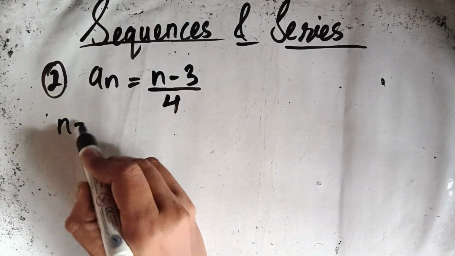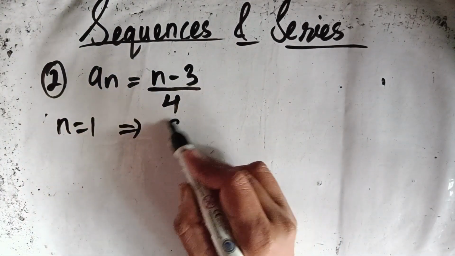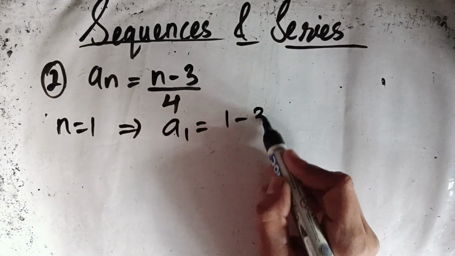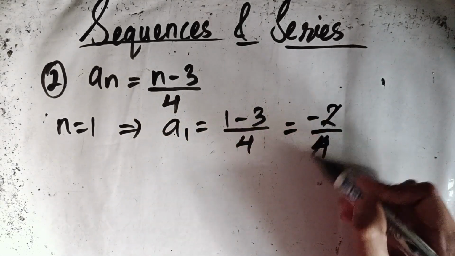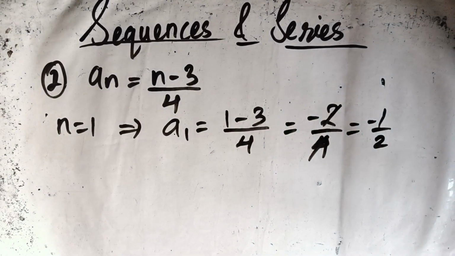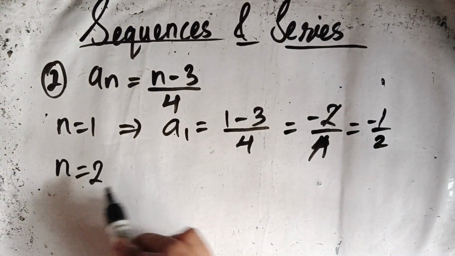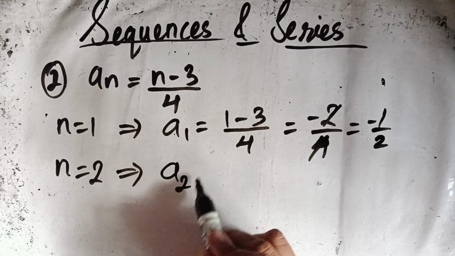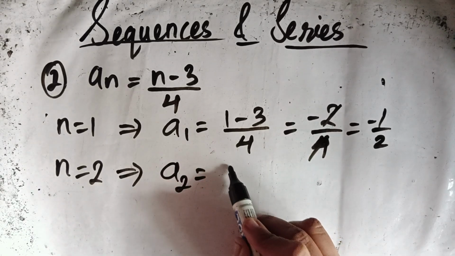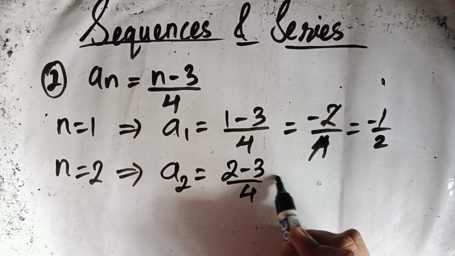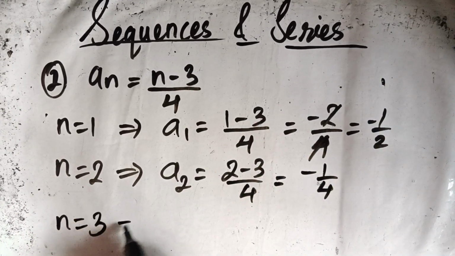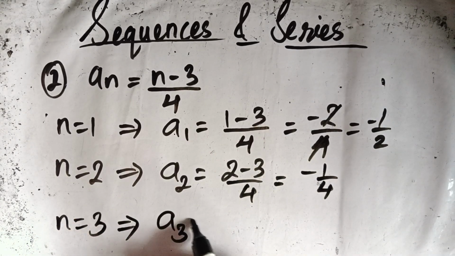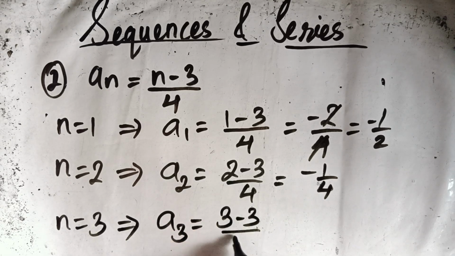Okay. So start from 1. So a1 is 1 minus 3 upon 4, which is minus 2 by 4. So this is minus 1 by 2. n equal to 2, a2, 2 minus 3 upon 4, minus 1 by 4. Then n equal to 3, a3, 3 minus 3 upon 4, which is 0.